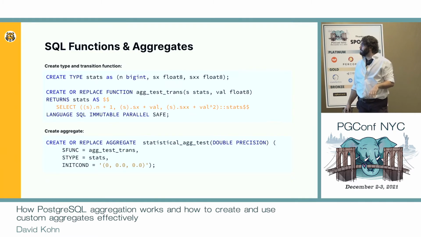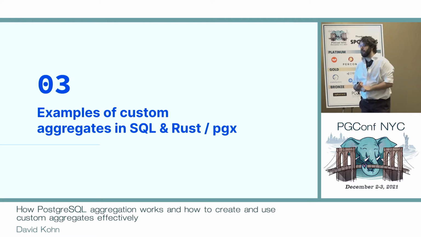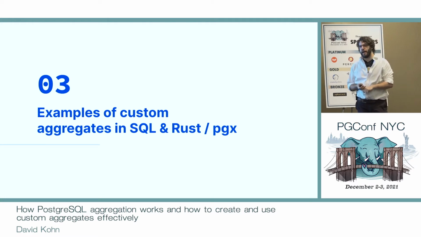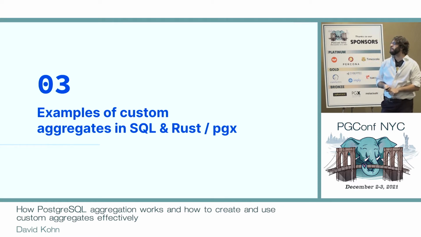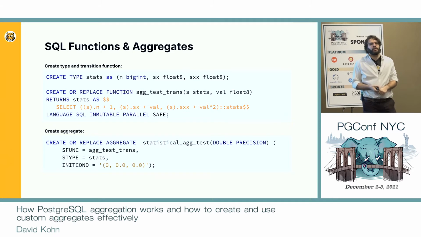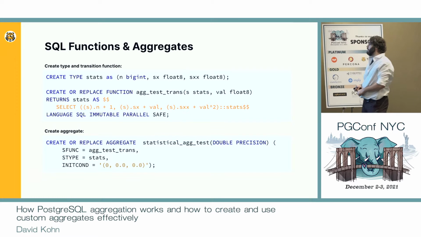So let's talk about some examples of custom aggregates. We'll start with SQL, then we'll move a little bit to the Rust and PGX side. Happy to answer some questions around that stuff. So let's think about making our own custom aggregate to do some things that the normal Postgres aggregates already do and probably do better, so don't actually do this, but this is just to give you an idea of what you would do if you wanted to create an aggregate yourself.